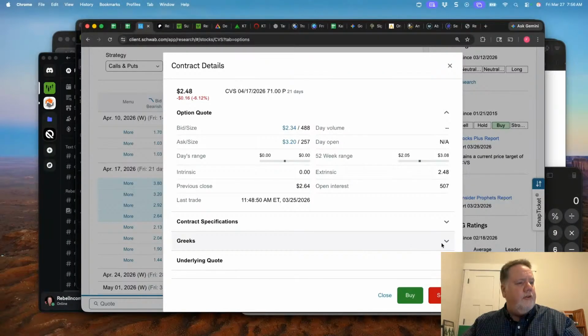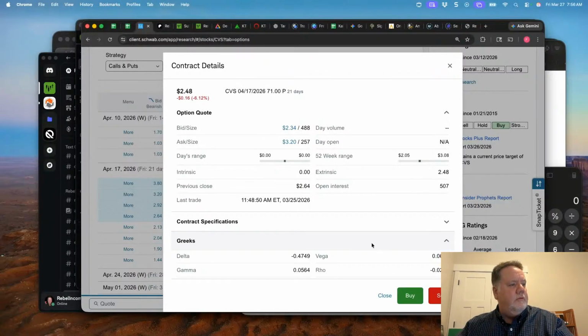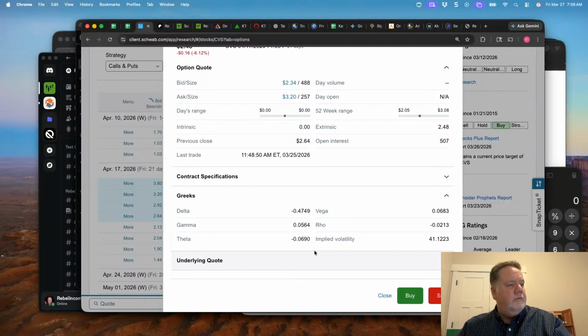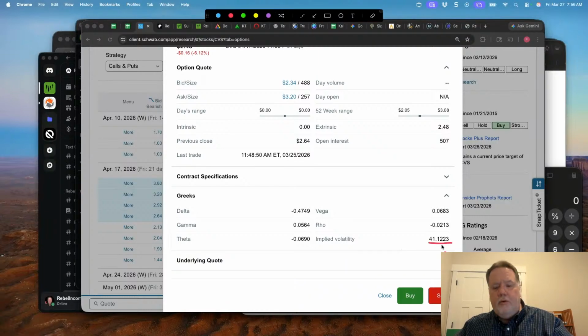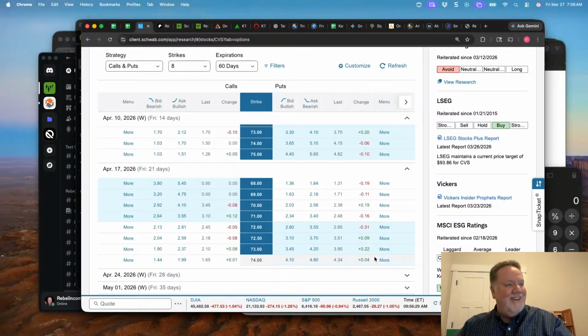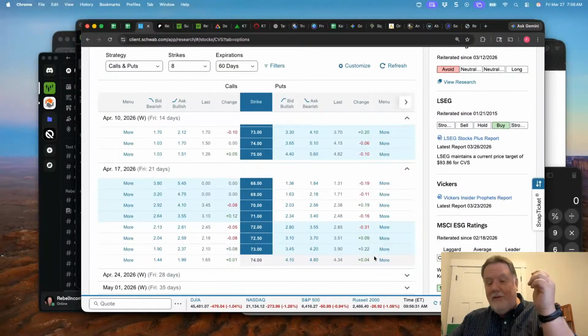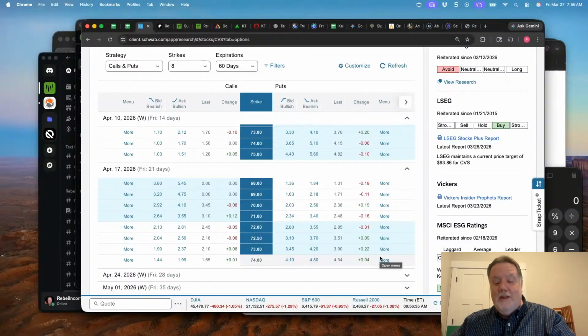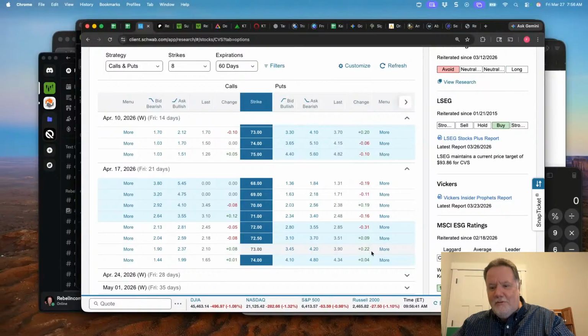So let's look at the Greeks really quickly. Implied volatility here, 41.12. So Barry's not in on CVS, but might consider it next week. I am in on the trade, so if you consider it next week, you're likely to be getting a much better price than I am, which is good. The volume profile. Okay.